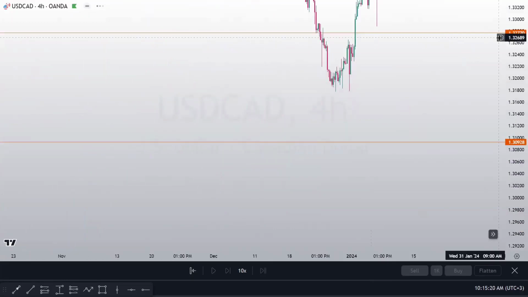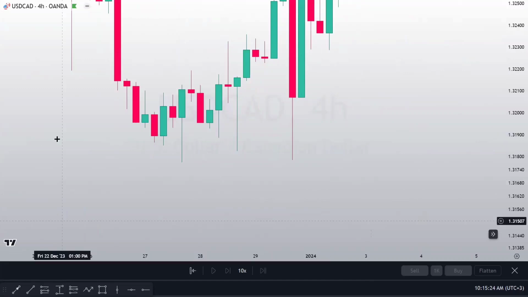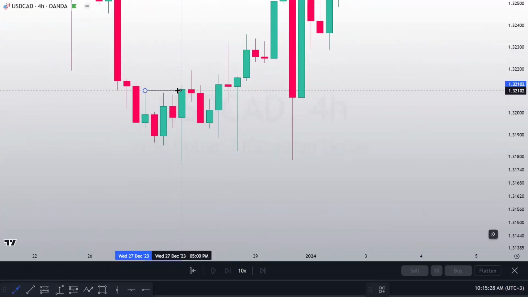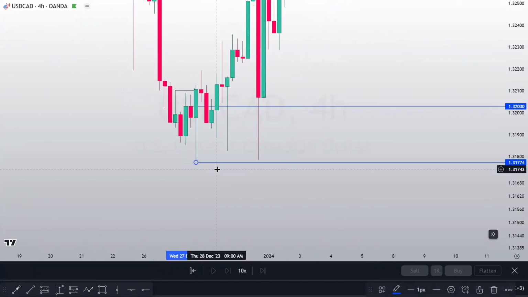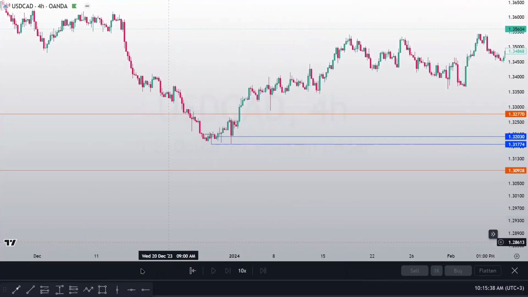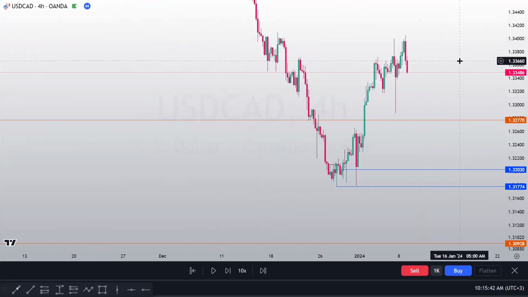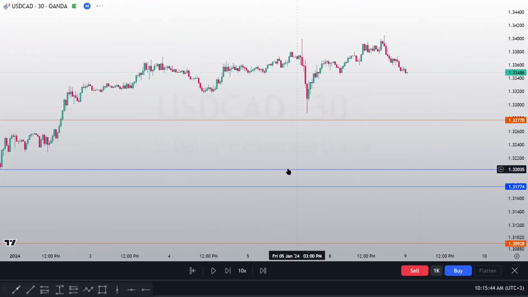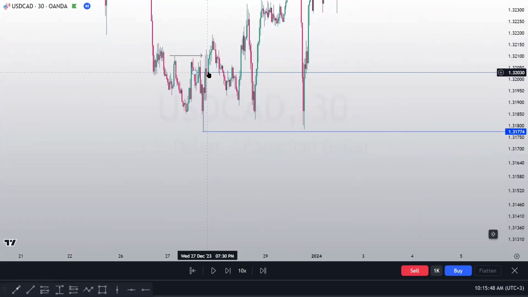we had a shift. And the shift was located on this area right here. This was the shift, and also this was my inside formation. So considering marking this inside formation, if you go to the 30 now to look at some sort of refinements, in the 30, we had this liquidity engineering.